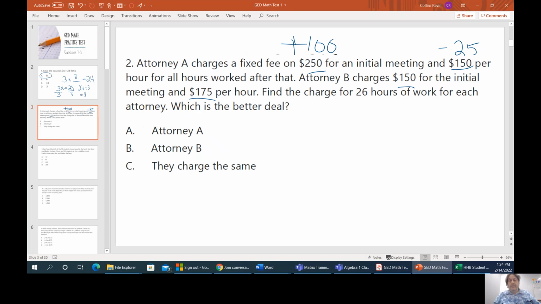25 times 4 is 100, so after only 4 hours they're going to be the same price. After that, this guy keeps making an extra $25 over the first guy. So which is the better deal? Definitely attorney A. If you don't like that, that's fine. You can say this guy charges $250 plus $150 an hour, and he works 26 hours. Let's see if I can break out a calculator here.